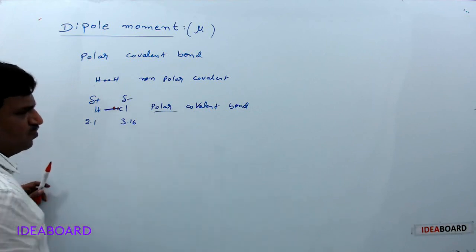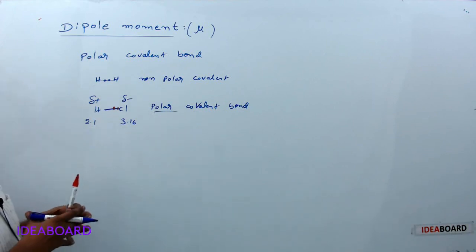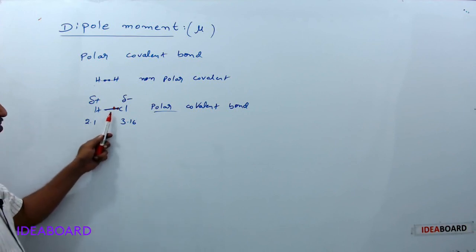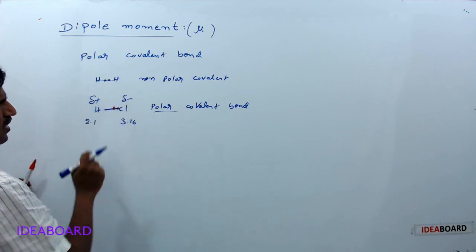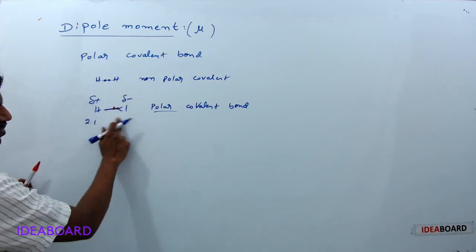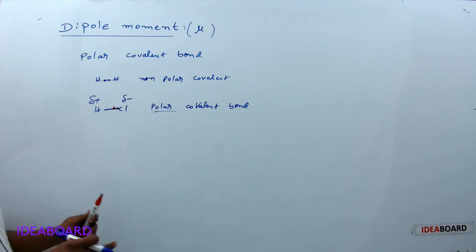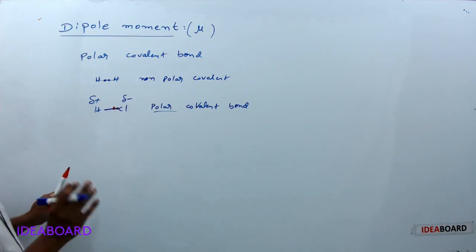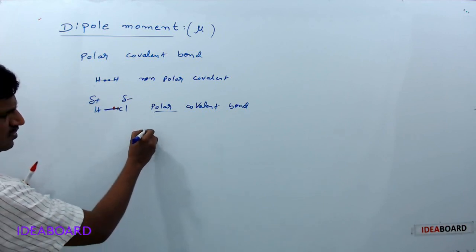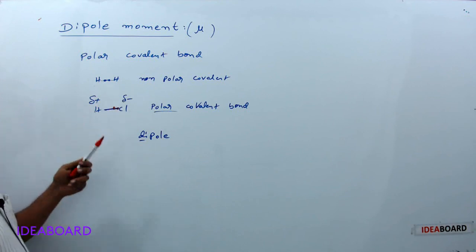Why is this called polar? It means this pair of electrons is not equally distributed. Here it is near the chlorine atom, so this chlorine is getting a negative charge and this is getting a positive charge, and so this is called a polar bond. Getting positive and negative charge is called polarity. And this positive and negative formation is called a dipole. Di means two, poles means positive and negative poles.